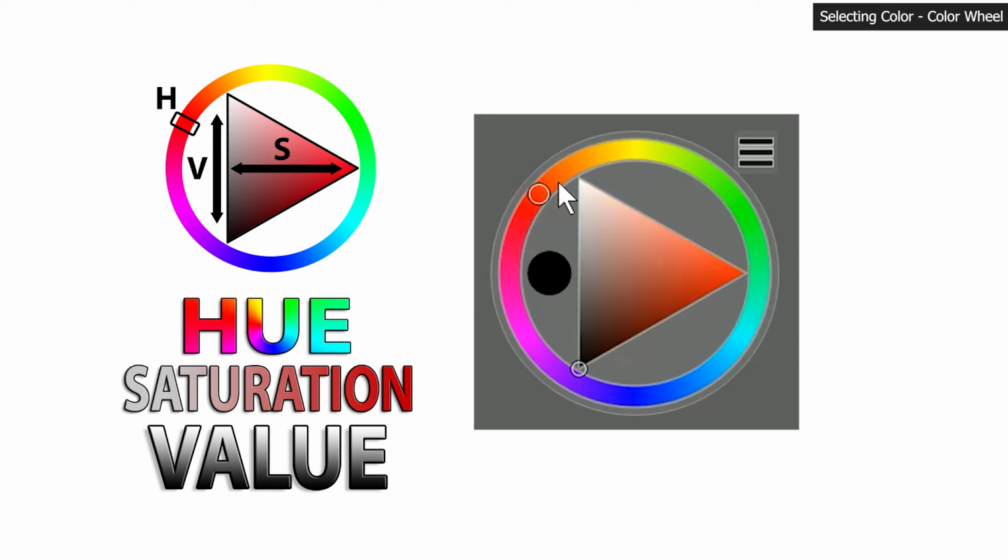And if you want different shades of red within this triangle, you can change the value, or the lightness and darkness, on the vertical axis, or you can change the saturation, or the intensity of the color, on the horizontal axis. And you can really quickly go in here and find the exact color that you want. So if you wanted a dark red, it's down here. If you wanted a bright red, it's up here. If you wanted kind of a muted pastel red, it's right here.